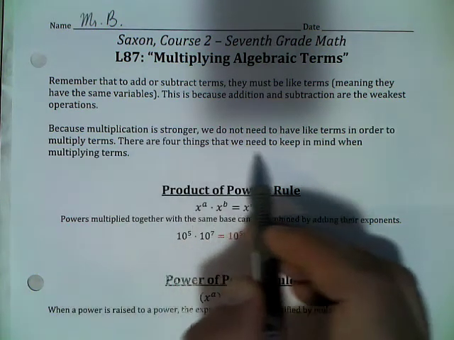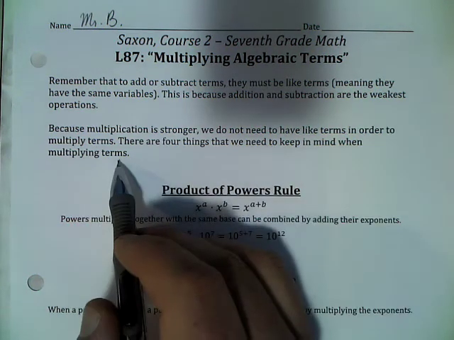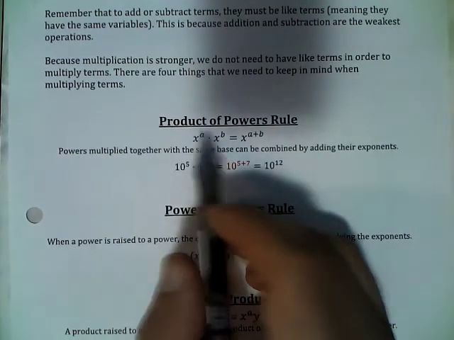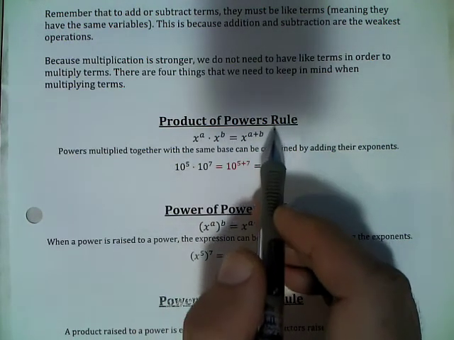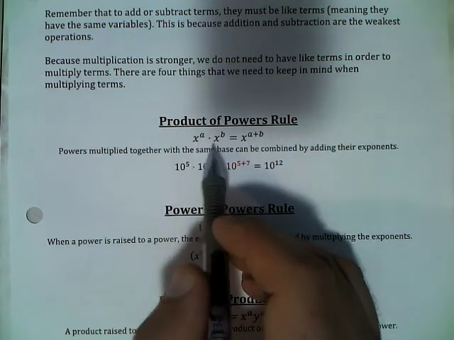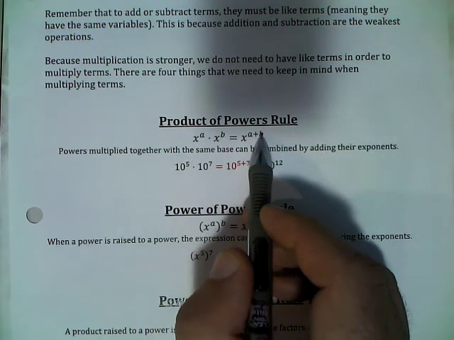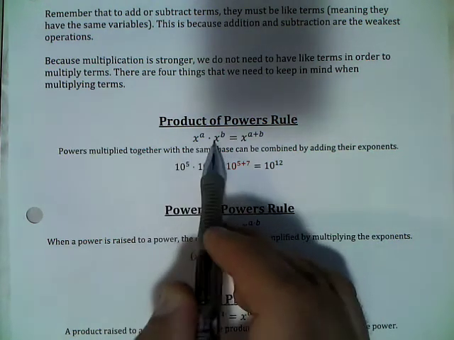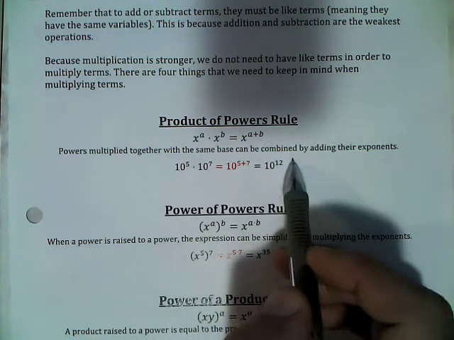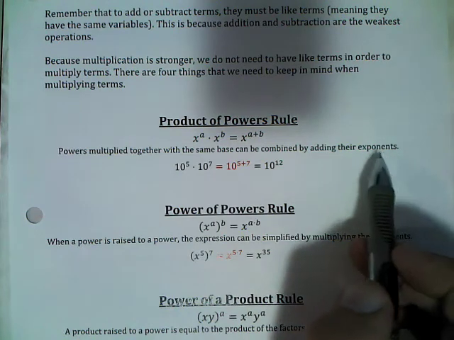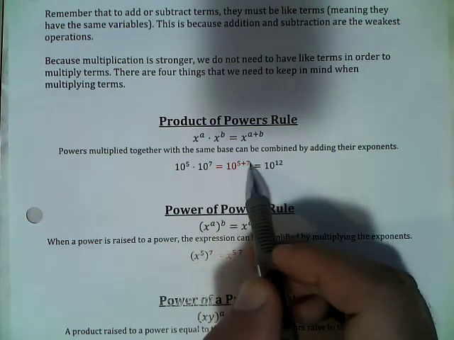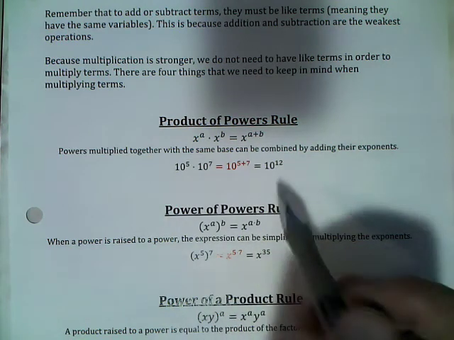There are 4 things that we need to keep in mind when multiplying terms. So these 4 rules are going to help us to simplify. So first is the product of powers rule, and this is the one that says x to the power of a times x to the power of b equals x to the power of a plus b. So powers multiplied together with the same base, so we've got to have the same base, can be combined by adding their exponents. So 10 to the 5th times 10 to the 7th is really 10 to the 5 plus 7, or 10 to the 12th.